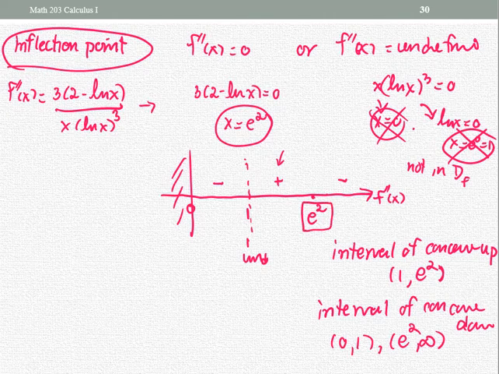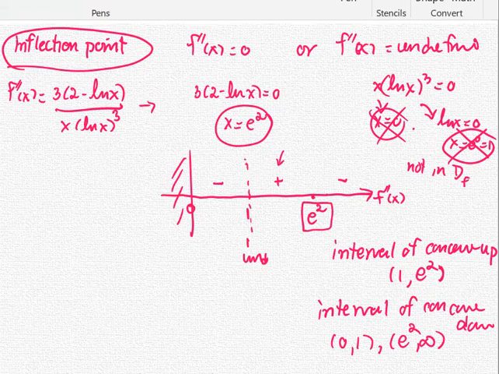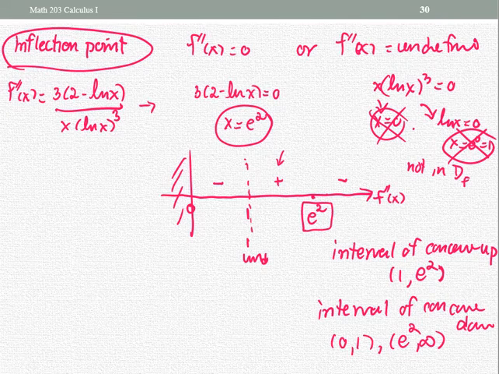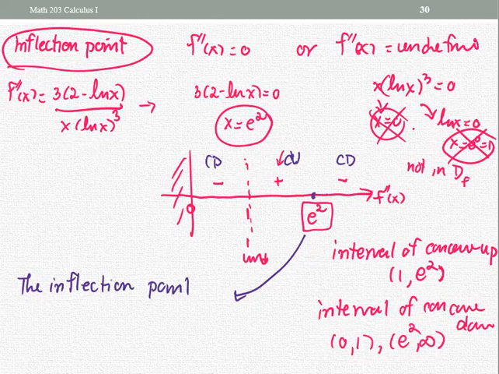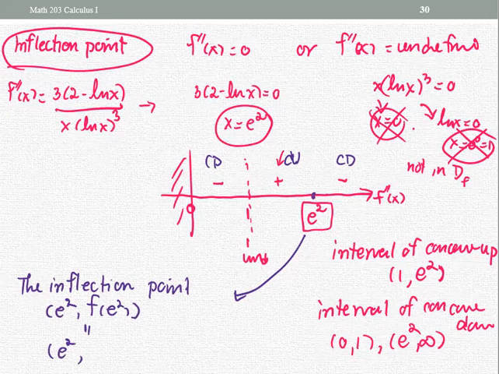And at e to the second, the sign changes from positive to negative, so from concave up to concave down. So this is the inflection point. At e to the second, f at e to the second, we evaluate the function at e to the second and obtain the value 3e to the second over 2.